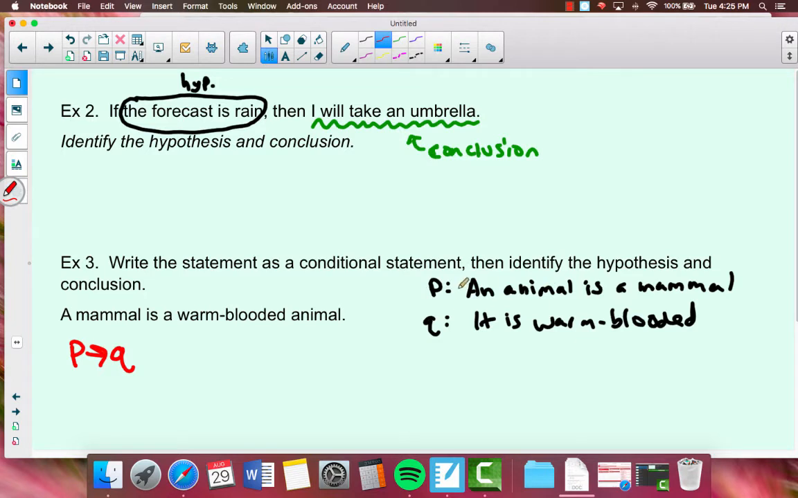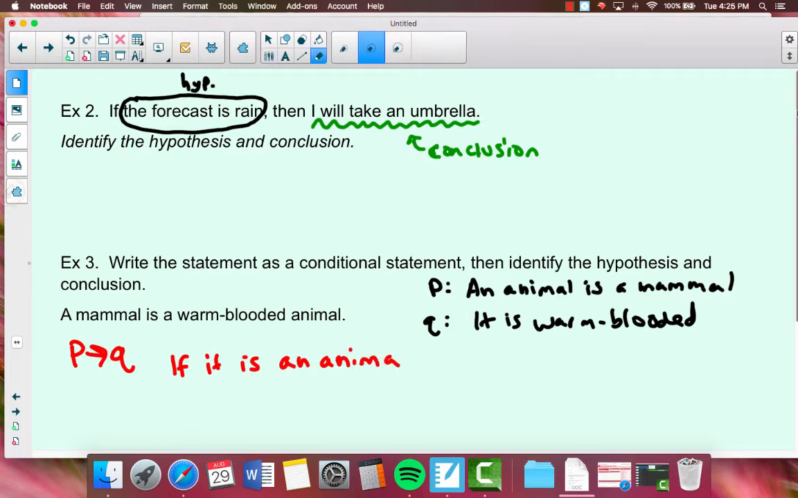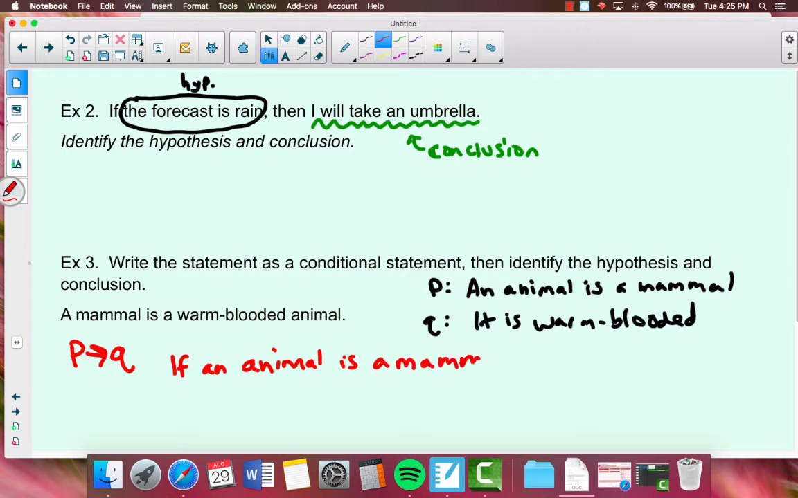If I'm asking you to write this in its conditional form, that means P implies Q, then I'm going to have to write if, and then my P statement, and then write the Q statement. So I would write, if an animal is a mammal, then it is warm-blooded.